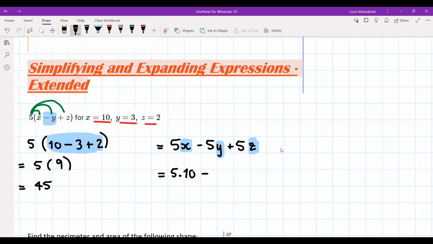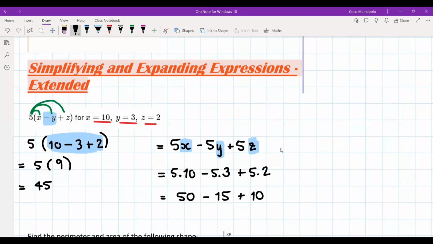Minus 5 times 3. Good. Plus 5 times 2. Beautiful. Okay, we're not done. We still need to do the maths. So 5 times 10 is how much? 50. Continue. Minus 5 times 3, 15. Good. Plus 10.